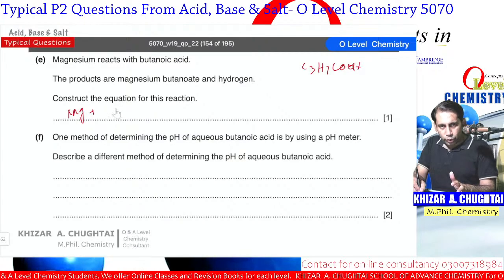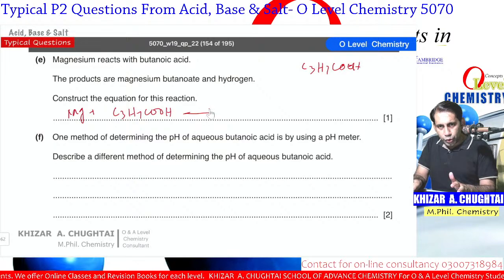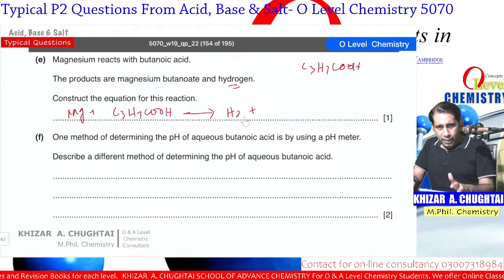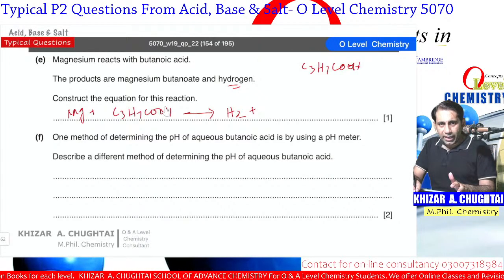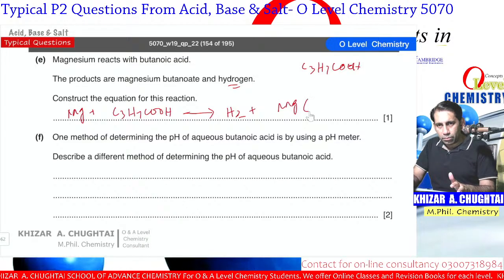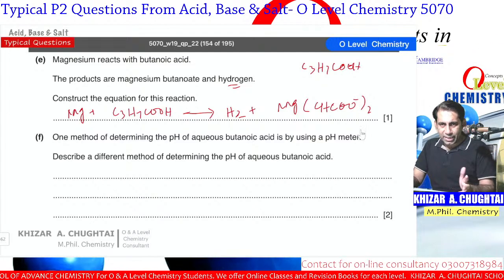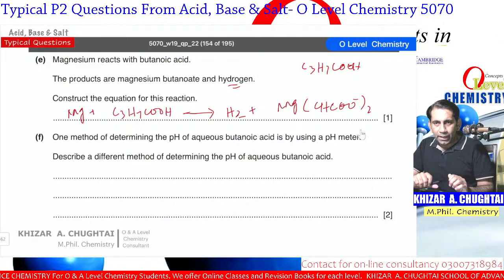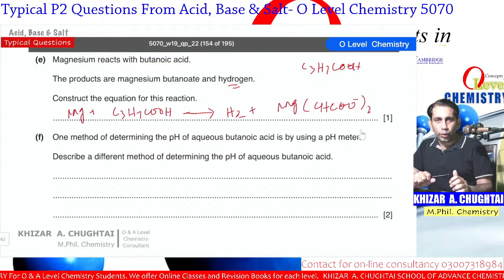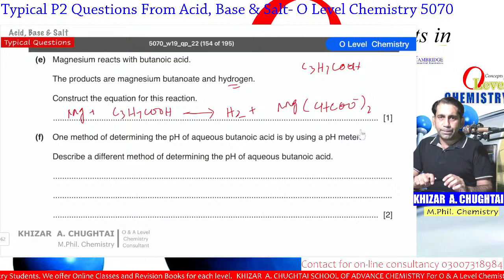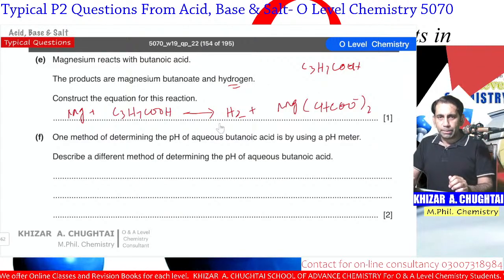C3H7COOH goes to the form of hydrogen gas, as he told you, and the next one is salt. It's having 1 negative ion, it's having 2 positive ion. So magnesium, small bracket, C3H7COO, 1 negative twice, that is the name, formula of the salt. Magnesium butanoate.